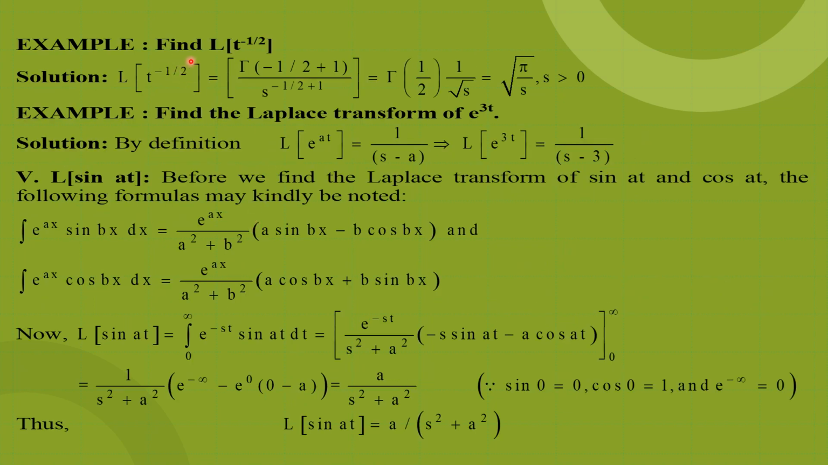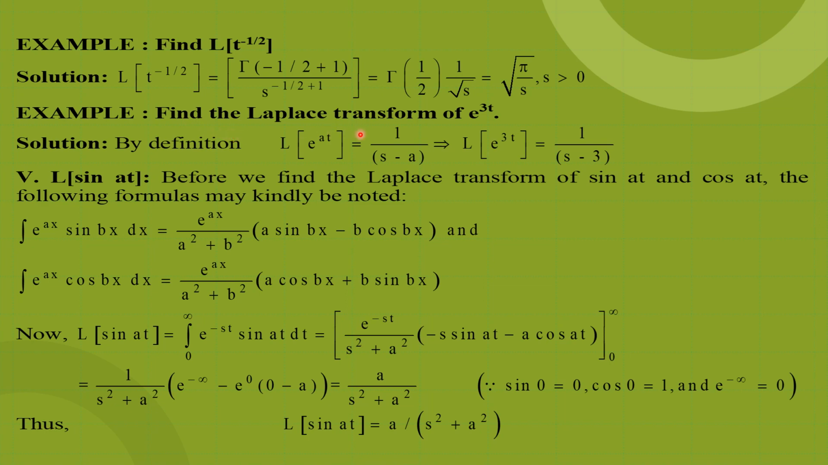Now find the Laplace transform of t power minus 1 by 2. Laplace of t power minus 1 by 2 is equal to gamma of minus 1 by 2 plus 1 over s power minus 1 by 2 plus 1, by the formula Laplace of t power n equals gamma n plus 1 over s power n plus 1. So minus 1 by 2 plus 1 is equal to 1 by 2, and gamma 1 by 2 is equal to square root pi. So square root pi over square root s is our final answer for the Laplace transform of t power minus 1 by 2.